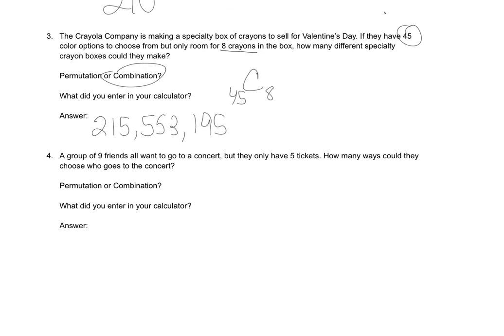And then finally, you have a group of 9 friends that all want to go to a concert, but they only have 5 tickets. And you're just randomly picking 5 of your friends to go with you. Since you're just randomly picking them, order doesn't matter, so it would be a combination. So you'd have a combination of 9, and you're choosing 5 of them to go. If you put a combination of 9, choose 5, you'd have 126 different combinations of friends that you could go with.